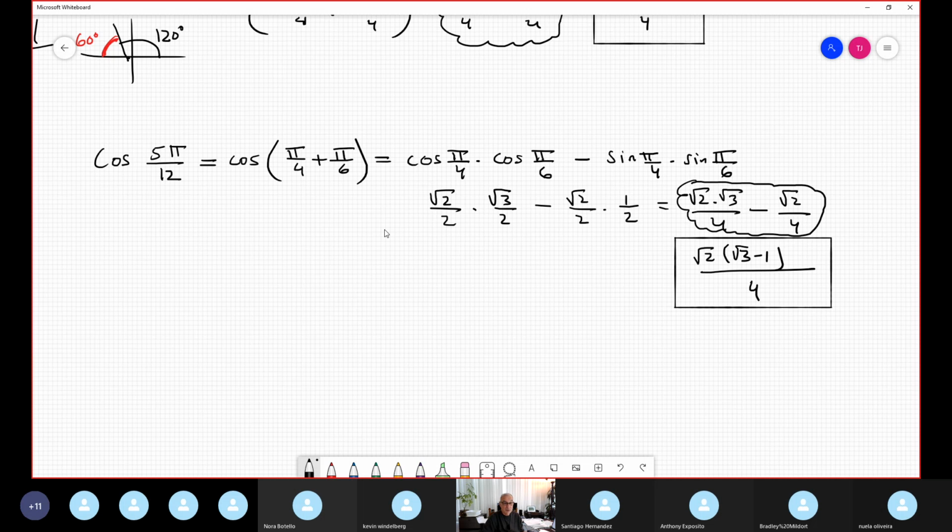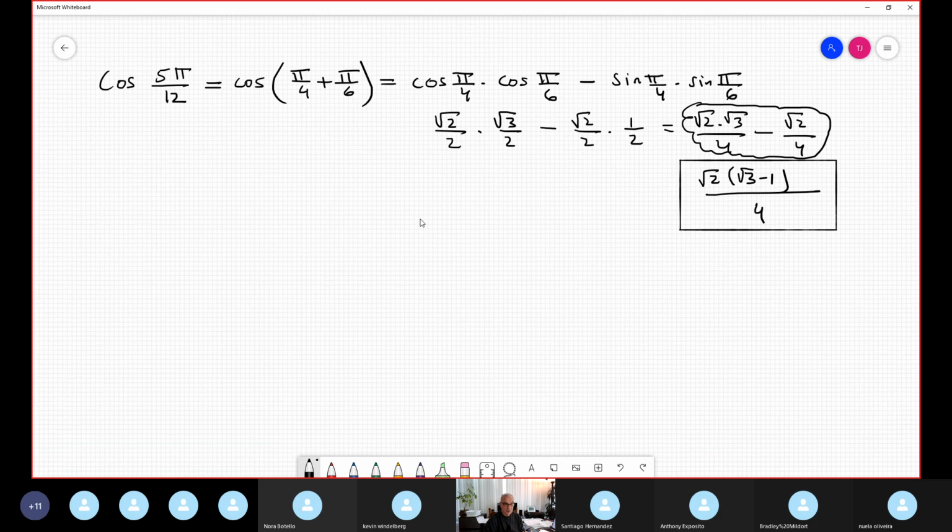One more, the last one, I promise. Let me see what time it is. Yes, the last one. Suppose I need to find the exact value of sine 15 degrees. Wow, how do you get 15 degrees? Well, you get it like 45 minus 30, right? So you can write sine 15 as sine of 45 degrees minus 30 degrees.